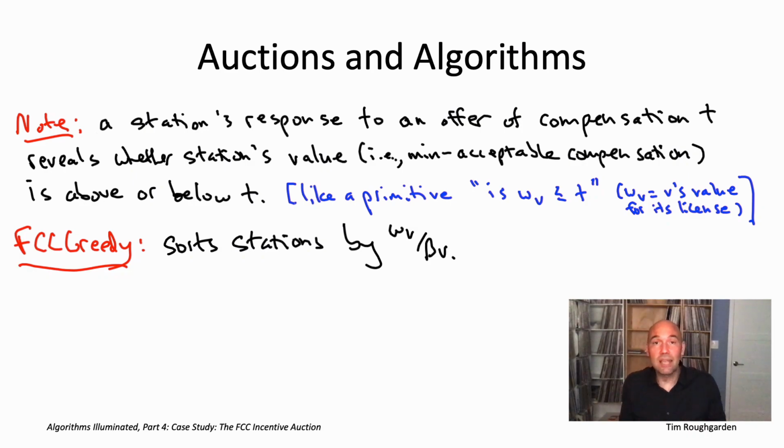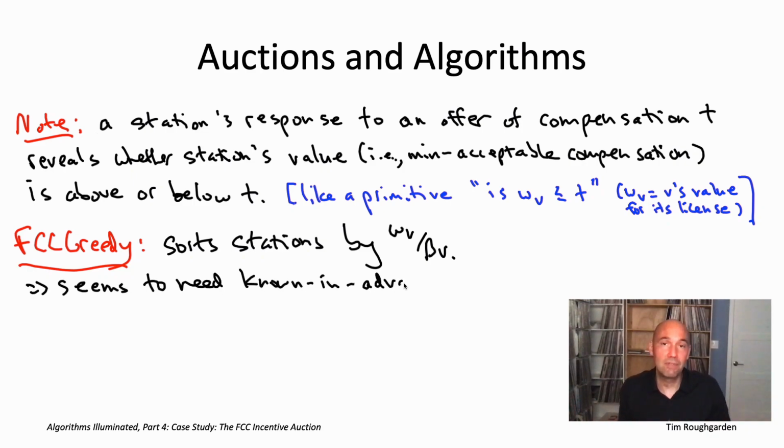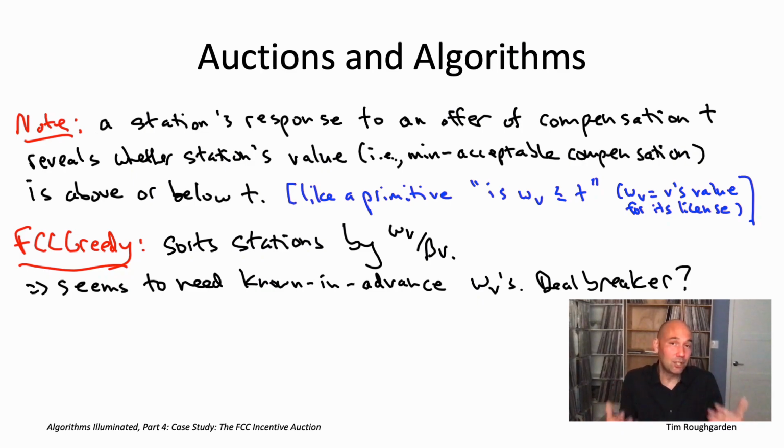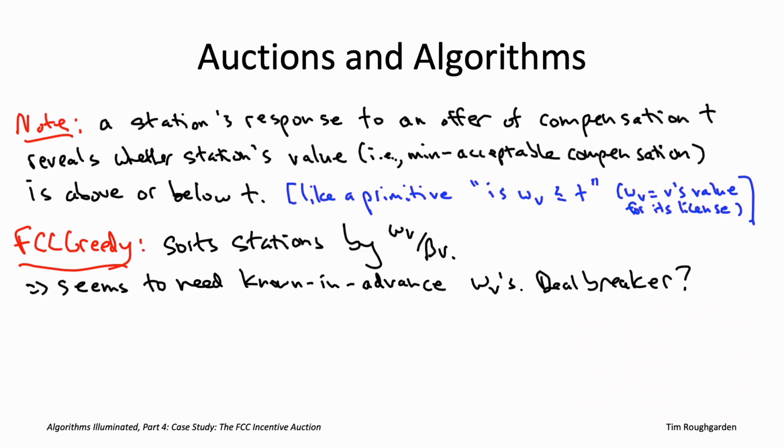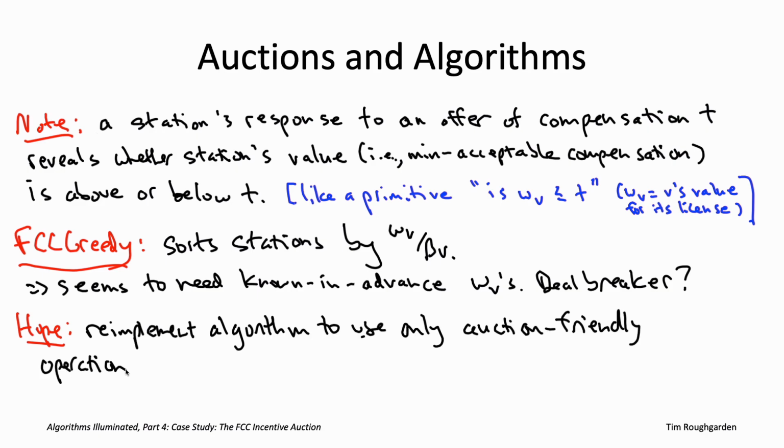And if you don't know stations' values a priori, as they did not in the FCC Incentive Auction, it's not at all clear how you would even implement that first step of the FCCGreedy algorithm. So the question then is, can we take that FCCGreedy algorithm that we really, really would like to run, but somehow re-implement it so that it uses only these very auction-friendly operations that compare a station's value against some threshold of our choosing? So that's what we're going to do in the rest of this video.